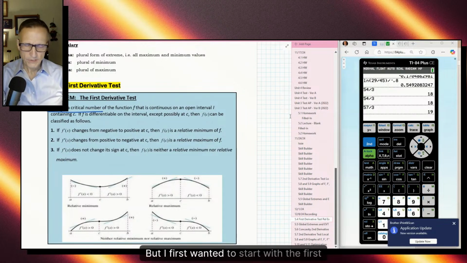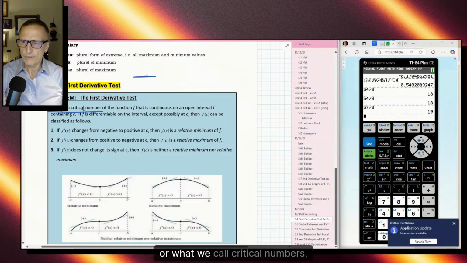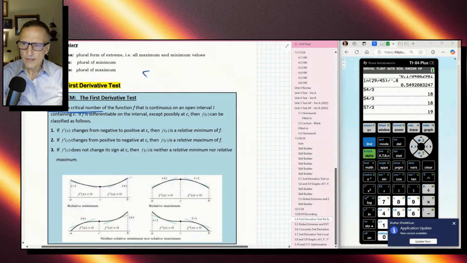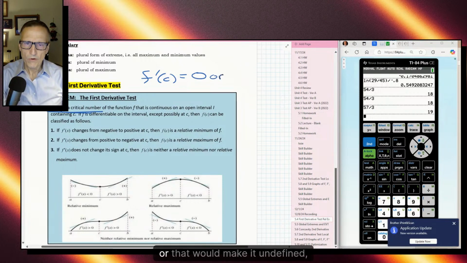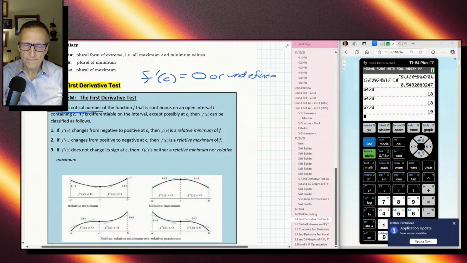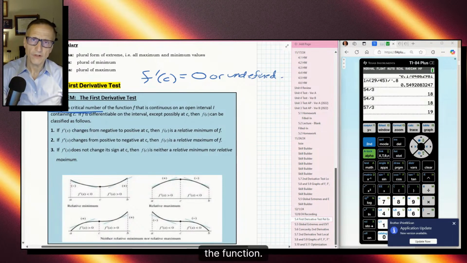I do have some questions that some students sent in that I'll get to in a little bit. But I first wanted to start with the first derivative test. Now we have defined critical values, or what we call critical numbers of a function f, to be any values of c, x equals c, that would make the derivative of the function 0, or that would make it undefined, so long as the value c is in the domain of the function.